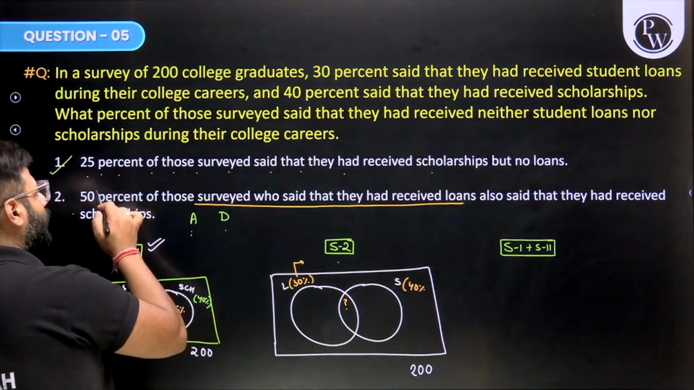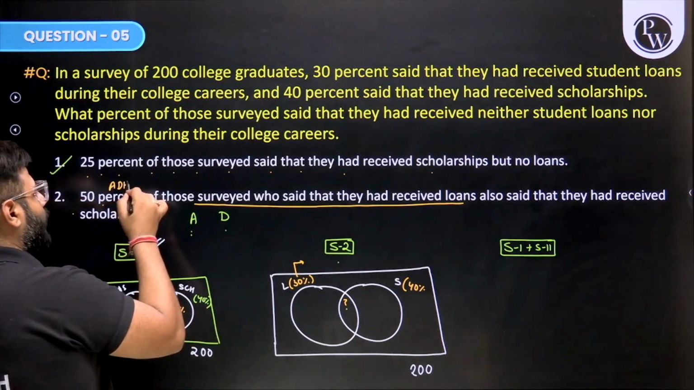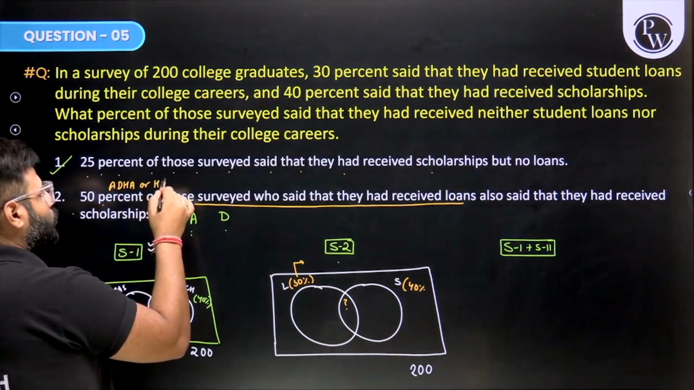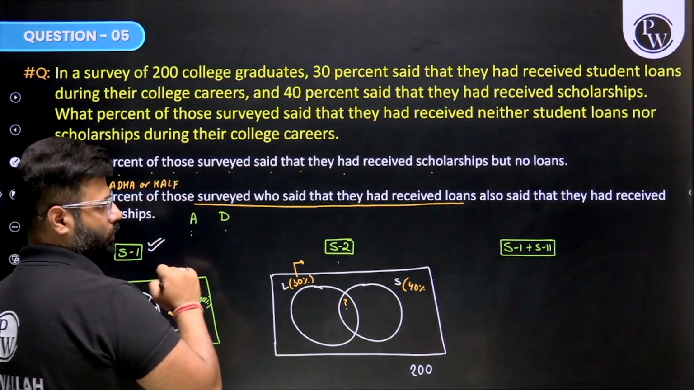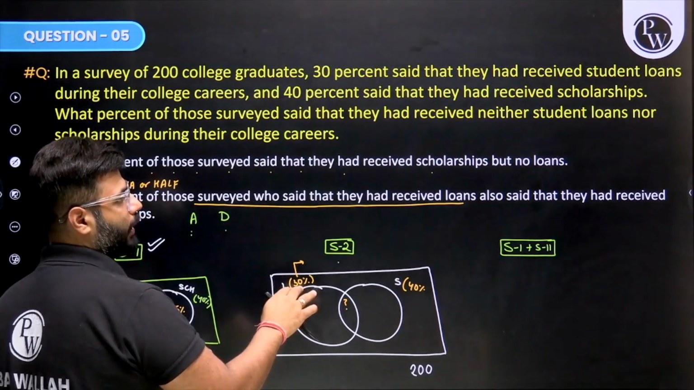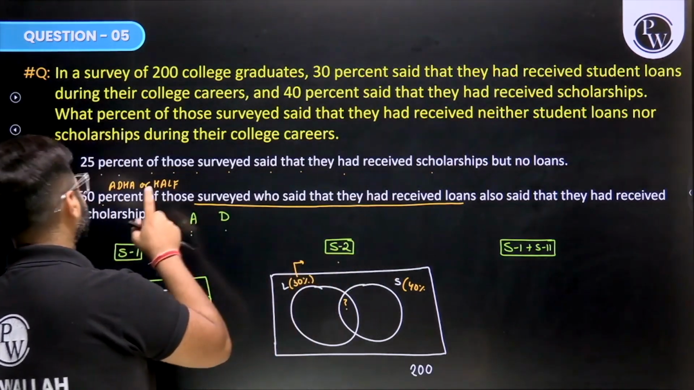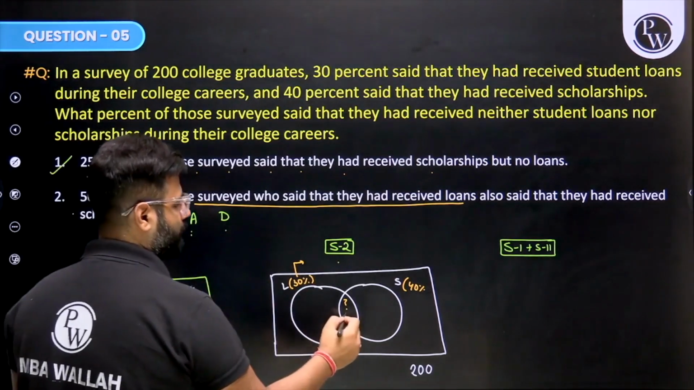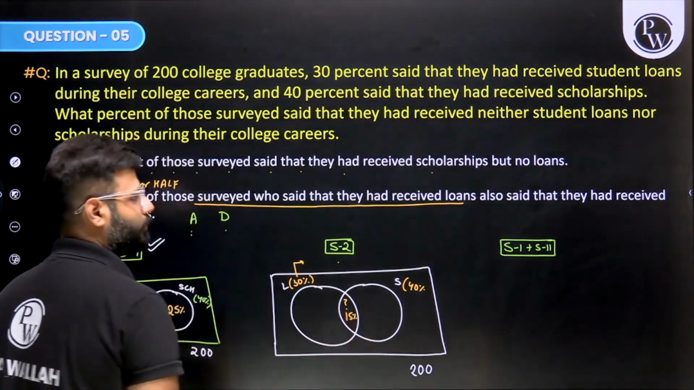तो 50% मतलब होता है आधा, हाफ, राइट, आधा और हाफ. तो हाफ ऑफ दोज who said we have received loans, इनका आधा कितना हो गया 15%. तो ये 15% कह रहे हैं that they had received scholarship. That means they have given us that this is 15%.